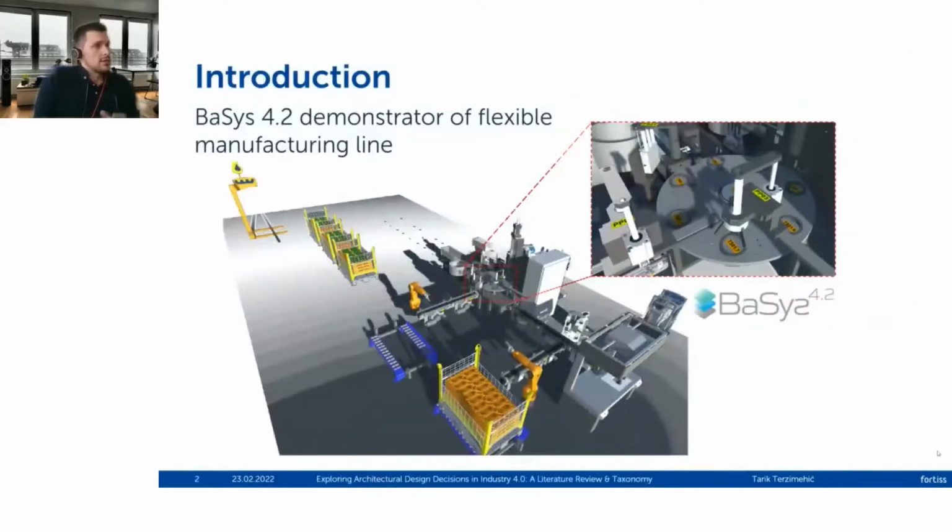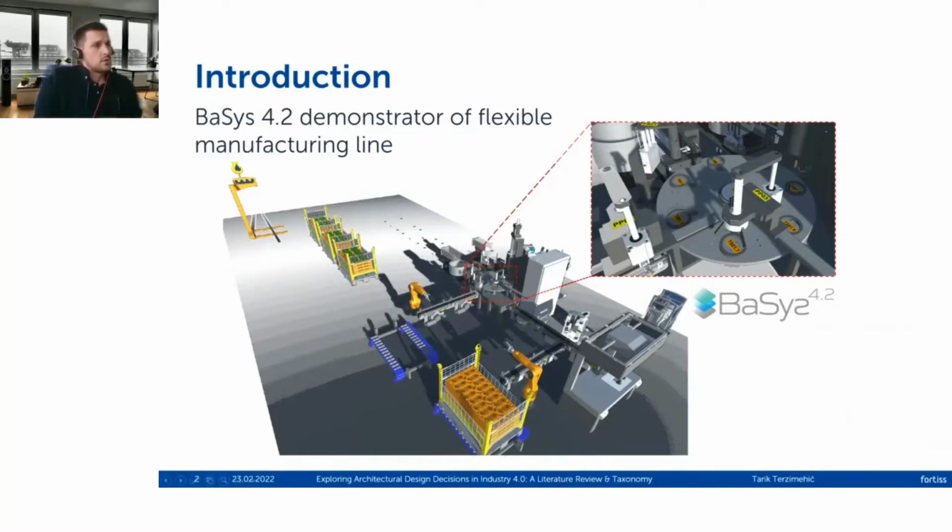Here we see one example from the Basys 4.2 research project. In this research project, we have several demonstrators, but one of them is this simulation of the flexible manufacturing line. We have different components from different companies, from industrial partners. For presentation purposes, I will just focus on one small part of this demonstrator, this working station, which is shown here.